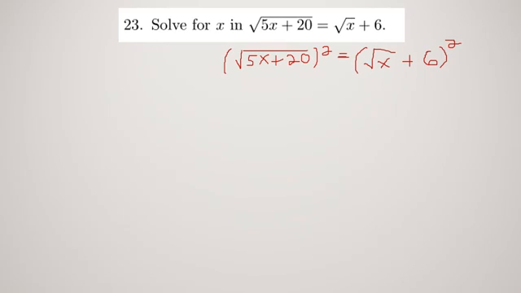So, sa left side, square mo yung square root. Cancel out yung lahat ng bilin na lang. Kaya ka nang sulod sa square root. So, 5x plus 20.